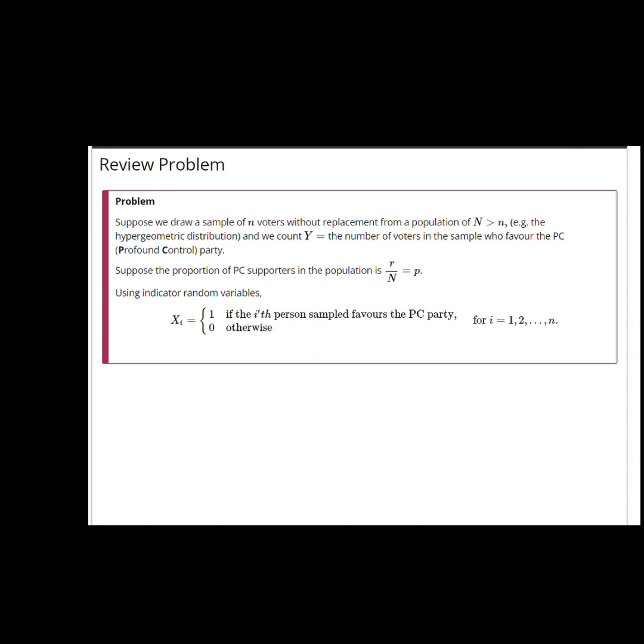Xi is 1 if the ith person that we sample favors the PC party, and 0 otherwise, if they don't. What I want to do is find the expected value of the random variable y and its variance. And remember, y has a hypergeometric distribution, but I won't use the formula here for its expected value or variance.